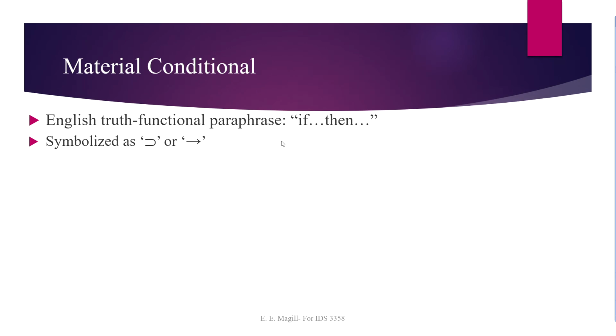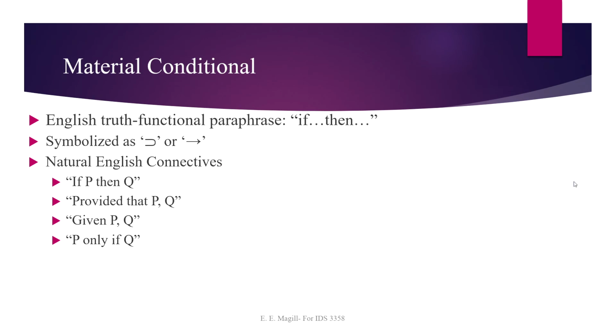The component sentence that comes after the if in a paraphrase is called the antecedent, and it goes before the horseshoe when you symbolize it. The part that comes after the then is the consequent, and that's what goes after the symbol when you're symbolizing it. So part of the other reason that this is confusing for students is that there's a wide range of natural English expressions that you'll have to learn, and you'll have to learn which ones go which way.